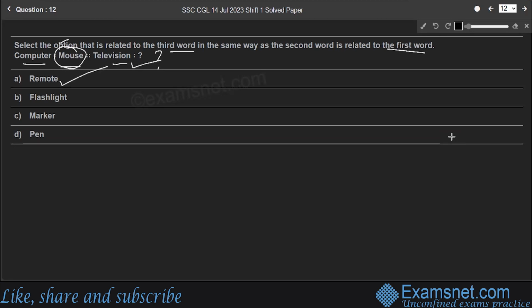Therefore, television is related to... So option A is the answer. Remote is a device that is commonly used with the television, right? Therefore, television is related to remote, right? Therefore, option A is the right answer.